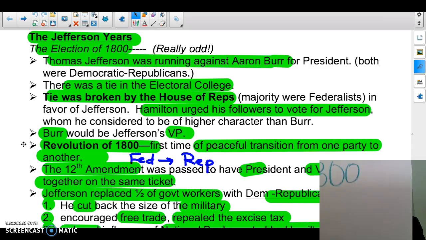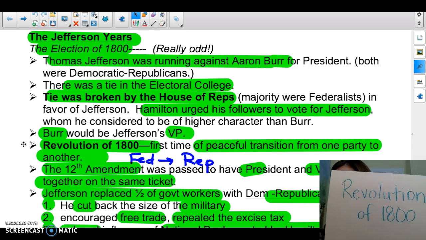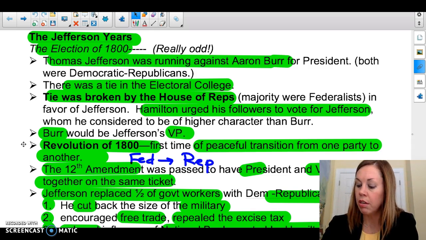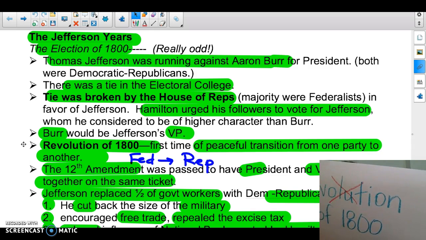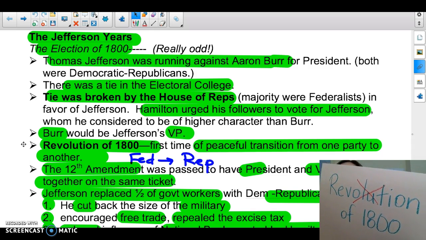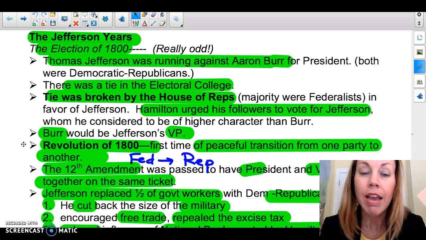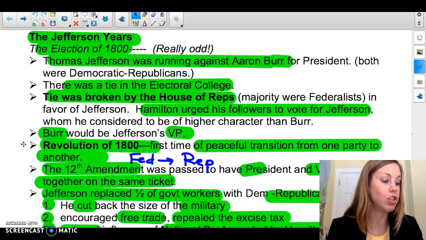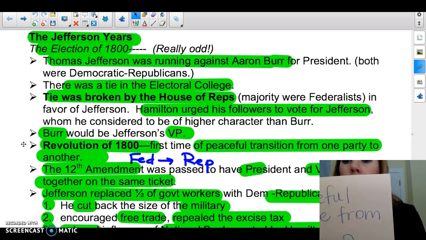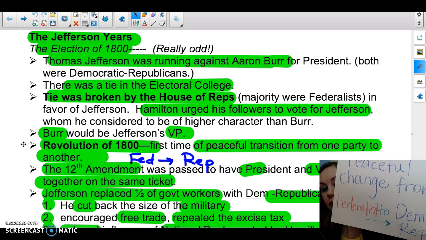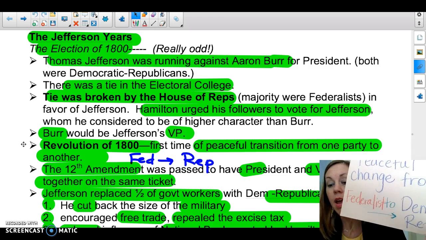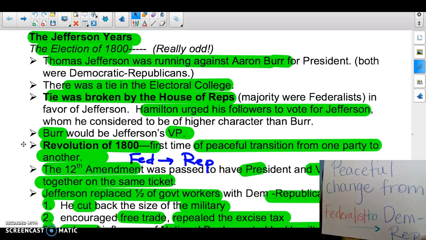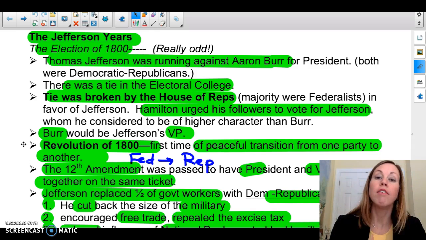All right, so I have a little card here that says Revolution of 1800, okay? And I'm going to mark out the word revolution in red, because you need to know it's still called the Revolution of 1800, but you need to know that, in fact, it's not so much a bloodshed revolution as it is a peaceful exchange from one party to the other. And that's what I have on this card, peaceful change from the Federalists to the Democratic Republican. And I didn't have enough room, so you'll forgive me, but Federalist to Democratic Republican. So peaceful change is the Revolution of 1800.